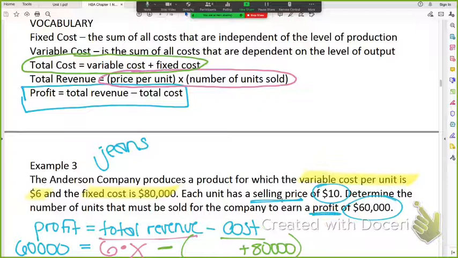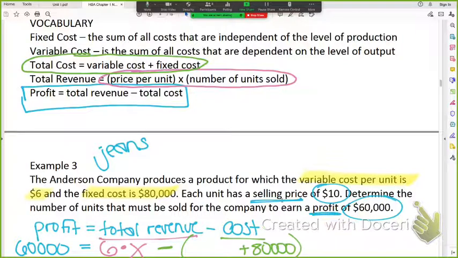Variable cost is how much it costs to make one of each item. How much does it cost to make one of each item? 6, but you have to multiply that by how many you are making. Do we know how many we're making? X. We're making X. We don't know, right?